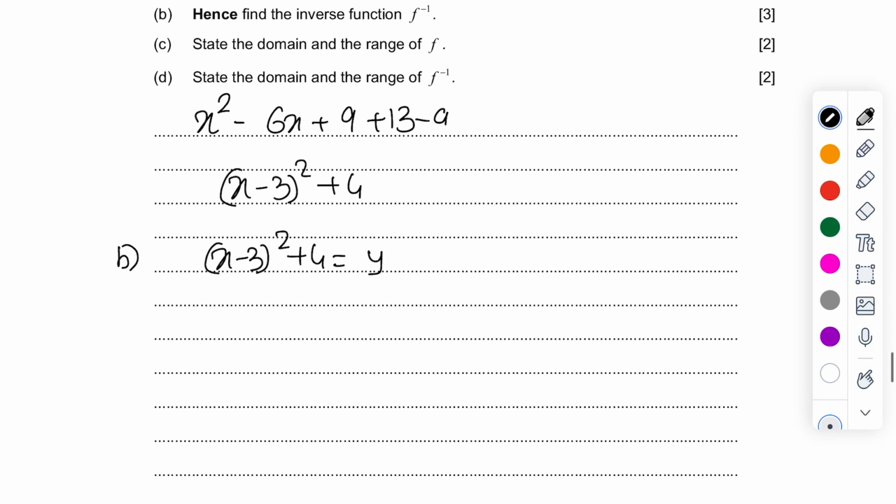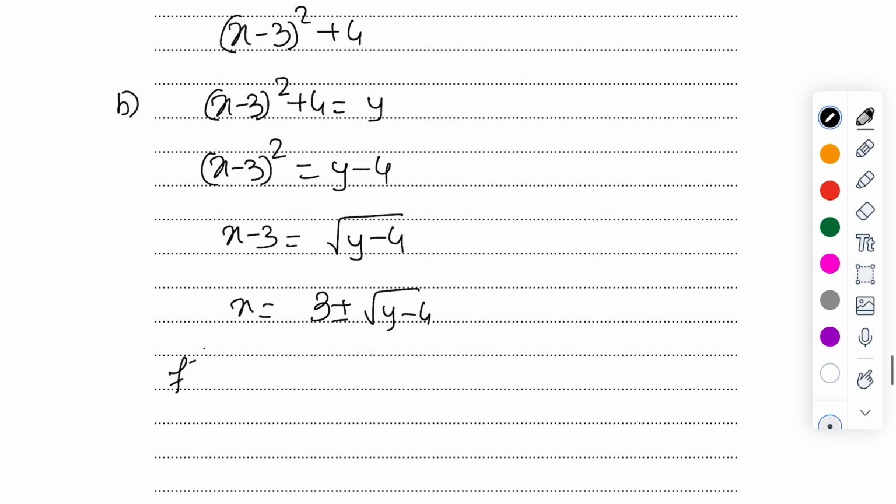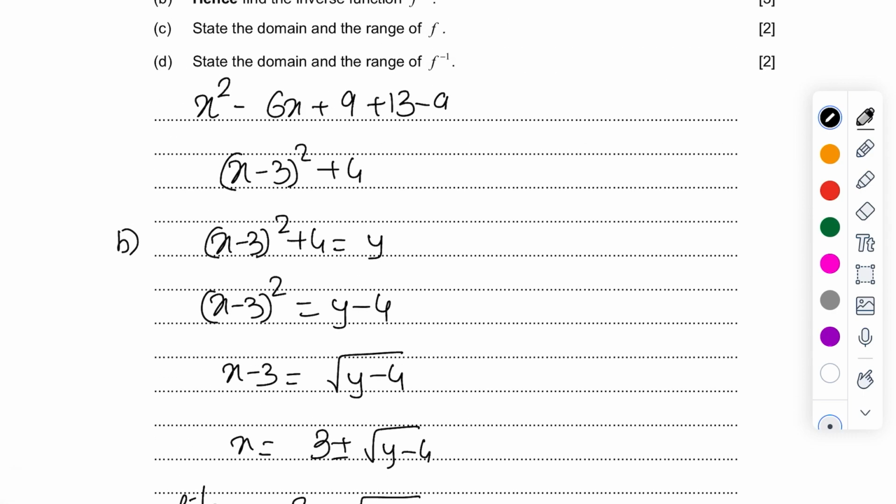So remember, for a quadratic, whenever we want to find the inverse, we do completing the square first, then find the inverse. So x equals 3 plus or minus the square root of (y - 4). But x is greater than 3, so the inverse will always be positive. So f inverse of x will be 3 plus the square root of (x - 4). Now, hence find the domain and range of this one.